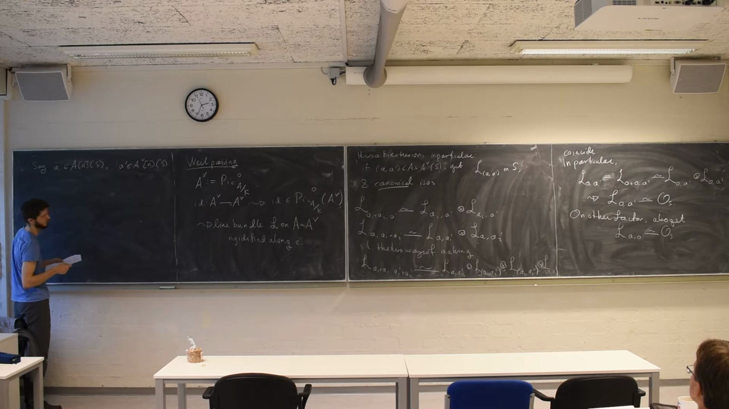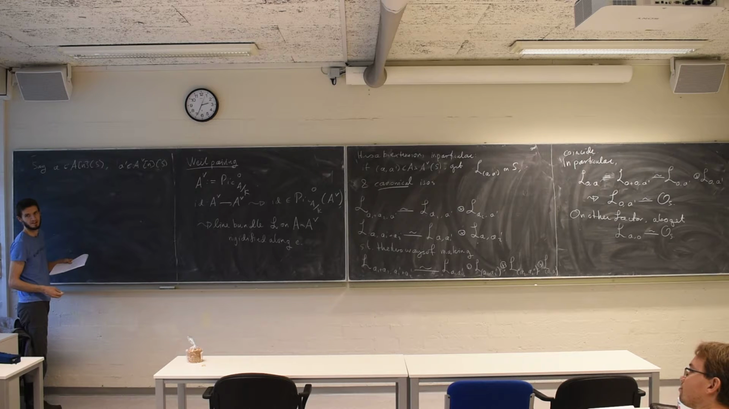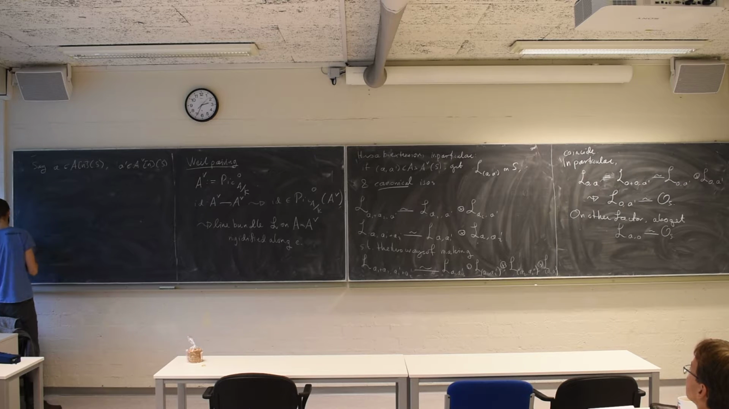Oh, I'm confused. I guess pro. Why take a limit or a colimit? You can just work with these, right? Yeah, that's fair. I agree. Okay, so then.